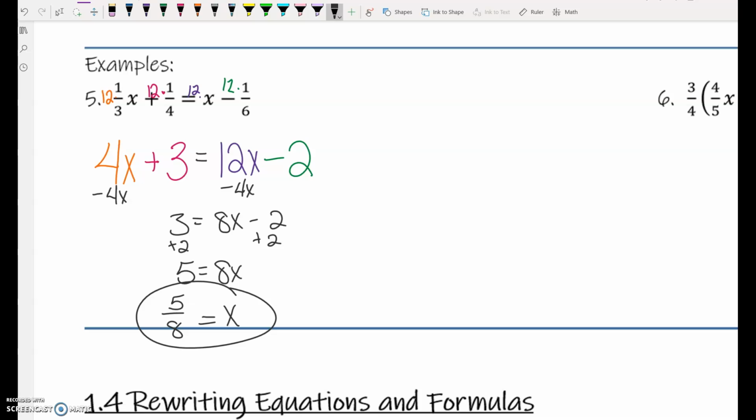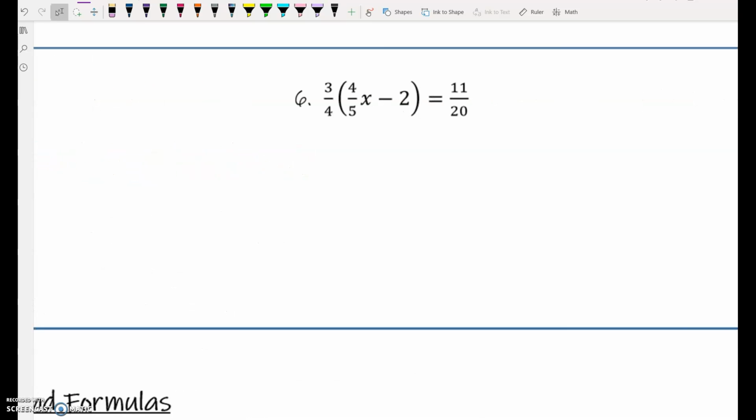Subtract 4x on both sides. Then add 2 on both sides. You should get x equals 5/8. Did you? Awesome. Let's look at this other one.